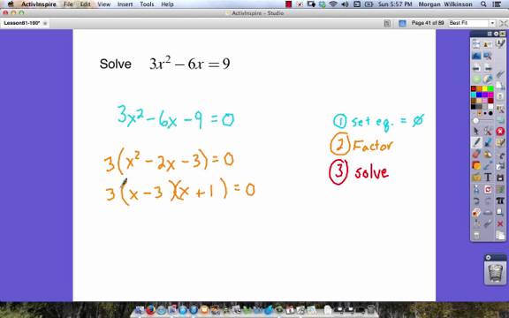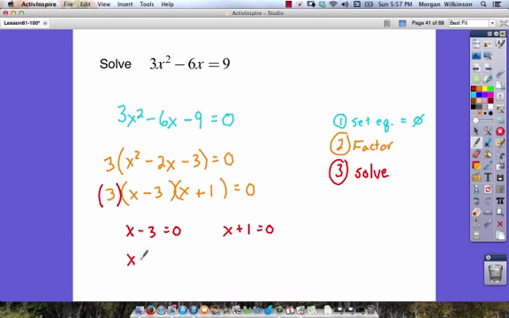Now this time we have three binomials. And if we were to take this piece and put it in parentheses, we can never make 3 equal to 0. It just can't happen. 3 is not 0. But we could take the x minus 3 and make it equal to 0. And we could take the x plus 1 and make it equal to 0. And if either of these pieces equals 0, then the whole equation does. So when we solve these two pieces, we have found the roots of our quadratic equation.